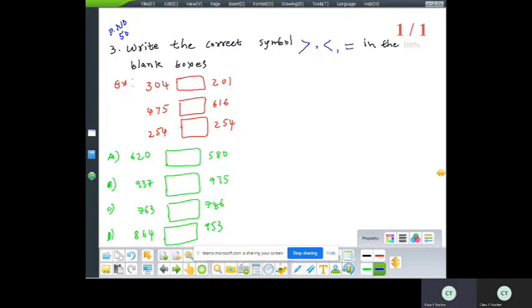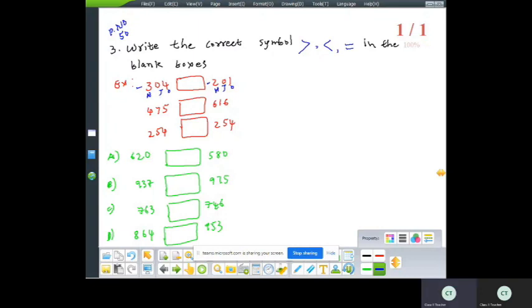As an example, the first given number is 304. Now the second number is 201. First we look at the place values: ones, tens, hundreds. It also has ones, tens, hundreds. Now comparing the hundreds, if hundreds are the same, we go with tens. If tens are the same, we go with ones.